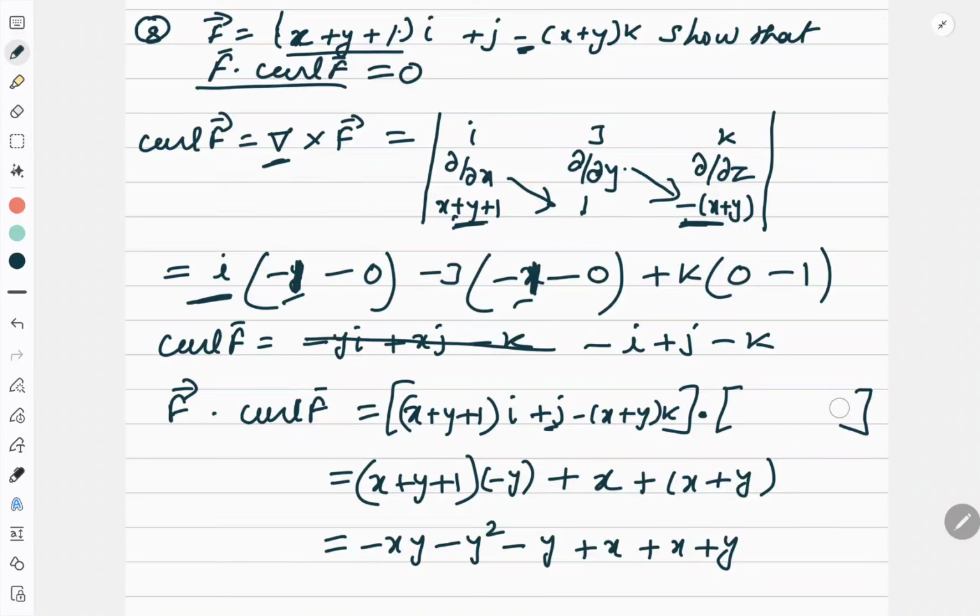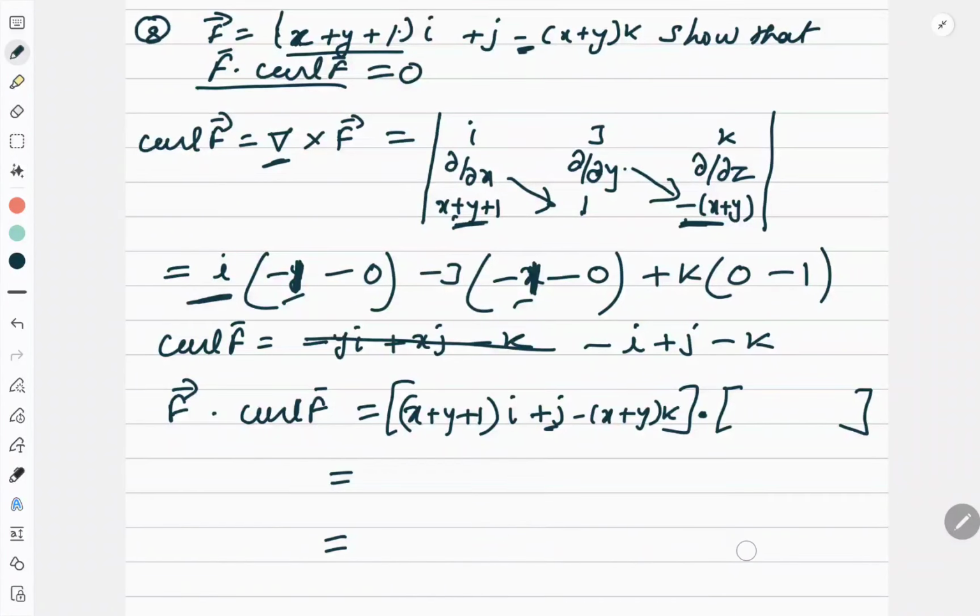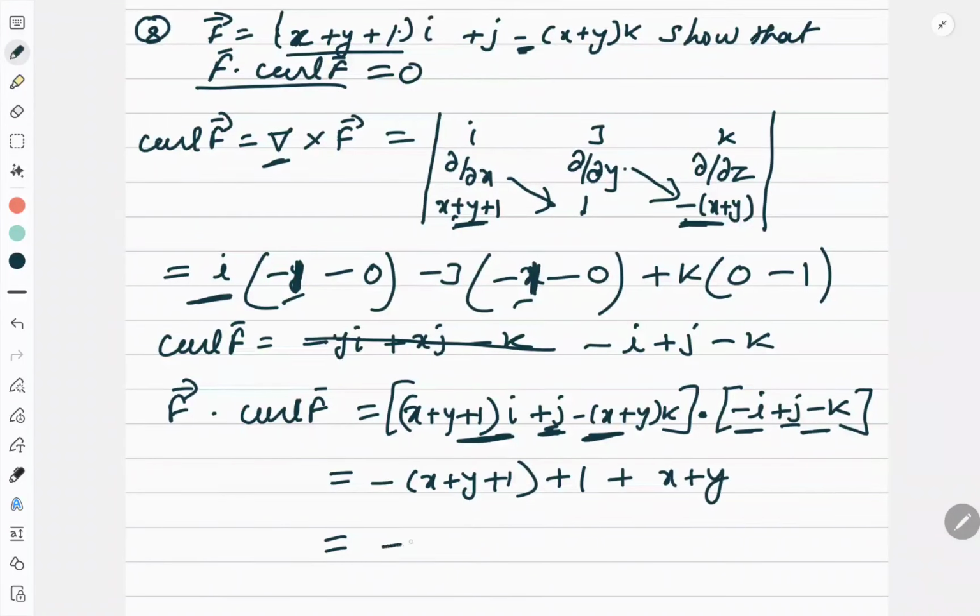Let me delete it. Okay, sorry for this confusion. Minus i plus j minus k. Now do the dot product. Coefficient of i with coefficient of i, so minus x plus y plus 1. Coefficient of j with coefficient of j means plus 1. Then coefficient of k with coefficient of k means plus x plus y. So minus x minus y minus 1 plus x plus y, which is equal to 0, hence proved. That is the beauty of the hence proved question. If you do not get the answer, you can always go back and check what mistake you have made.